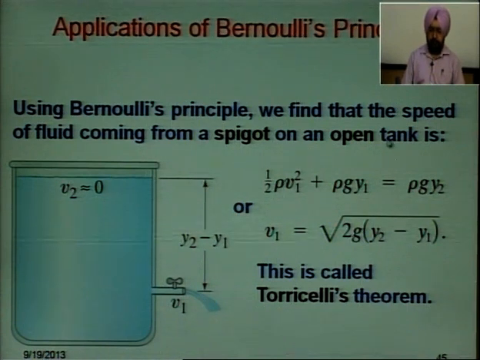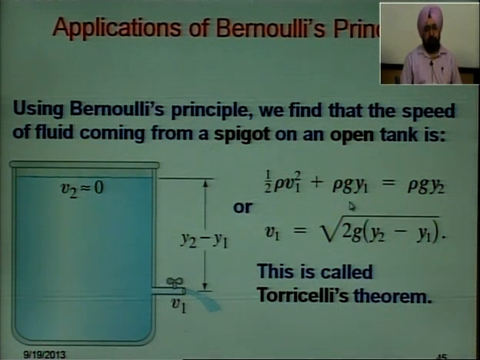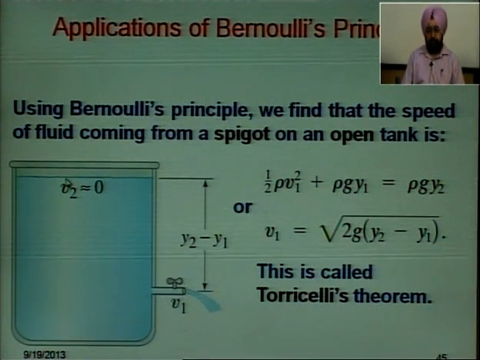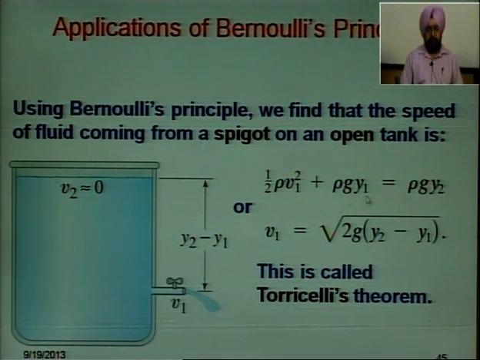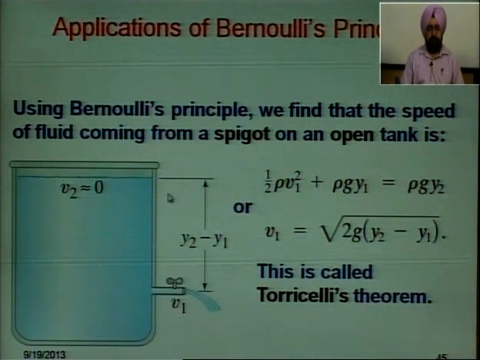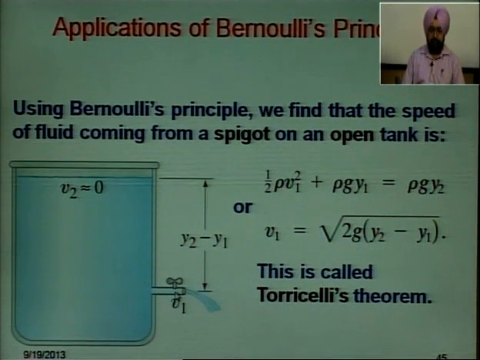Using Bernoulli's principle, we find the speed of flow coming from a spigot on an open tank. Pressure is the same, the whole of the liquid is there. So, half rho v1 squared plus rho g y1 at this point. On the top, velocity is 0 also. So, it is equal to rho g y2. You can find out the velocity: it is under root 2 g h, where h is the difference between this position and this position of the pipe. So, it is under root 2 g (y2 minus y1). This is called Torricelli's theorem.